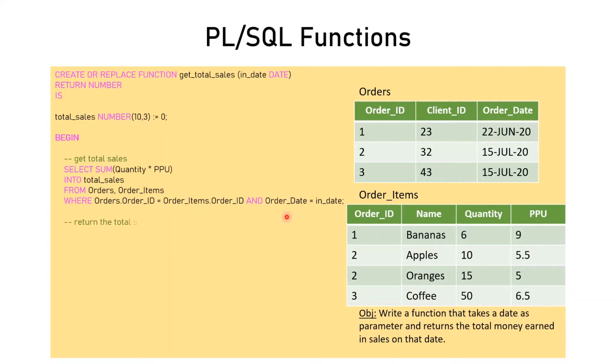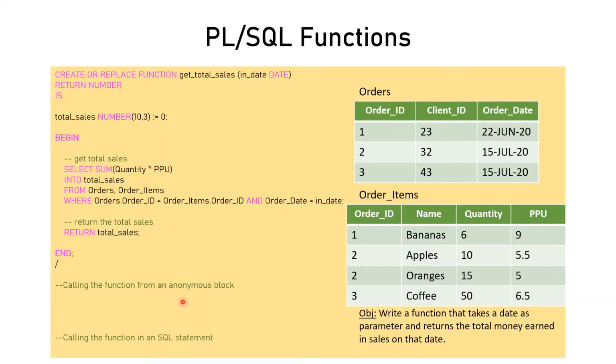Next, what we have to do is we have to return the total sales, right? So we simply write return and then the variable name. So basically, we are returning the total amount of money earned in sales on that date. Now we can end our function and we can save it. Now the question is, how exactly do we call this function? Well, there are 2 common ways of calling a function. We can use an anonymous block to call this function, or we can also use a simple SQL statement.